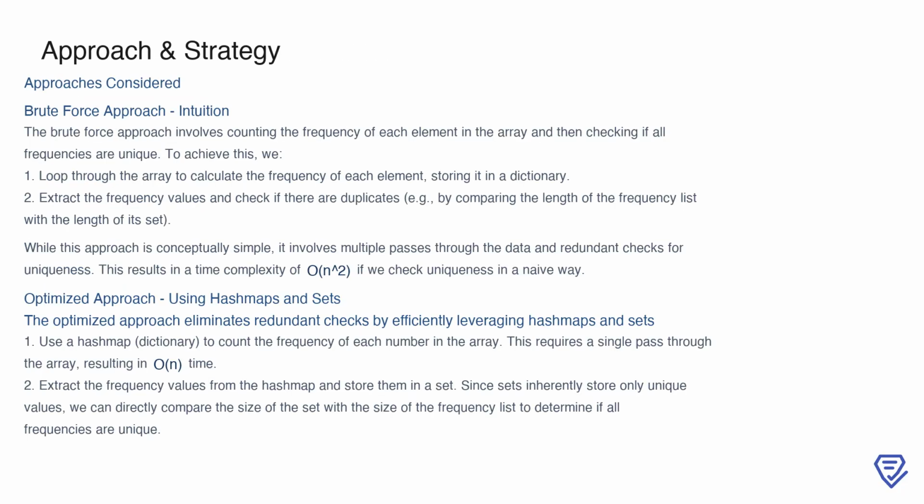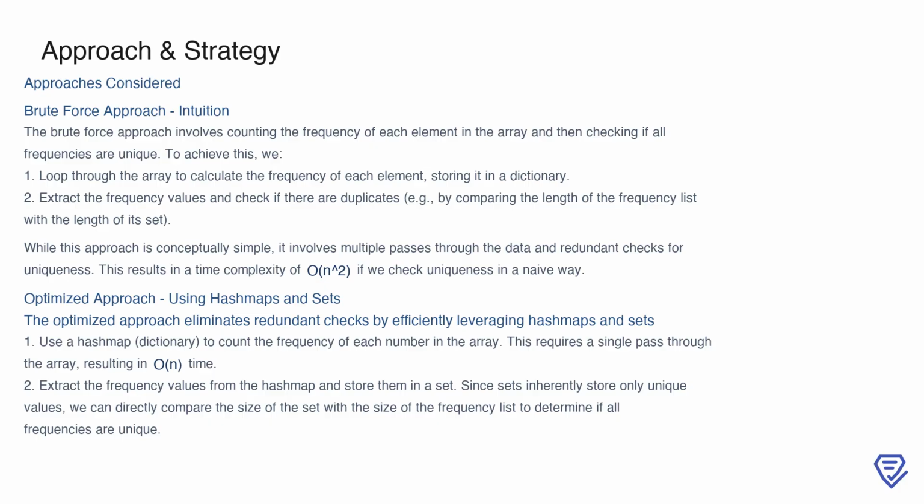To tackle this problem, we considered two main approaches. First, the brute force approach is quite intuitive. The idea here is to count how many times each element appears in the array by looping through it and storing these counts in a dictionary. Once we have those frequencies, we then check if all the frequency values are unique. For instance, we could extract the frequency values into a list and compare its length to the length of its set version. Since sets only store unique values, any duplicates in the list would result in a mismatch in lengths.